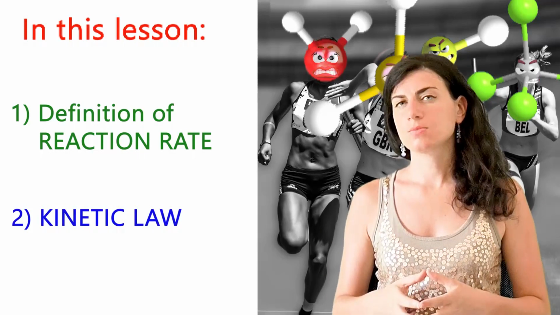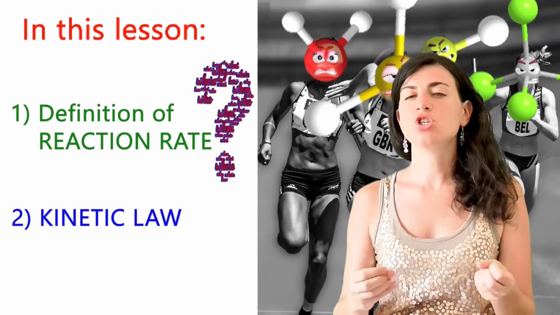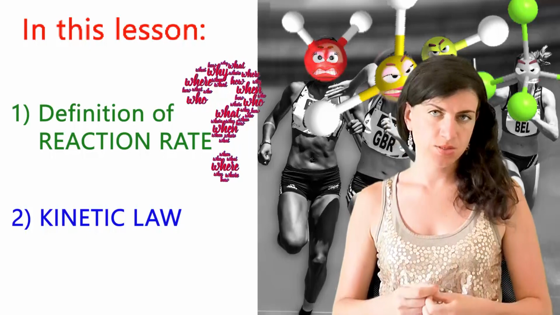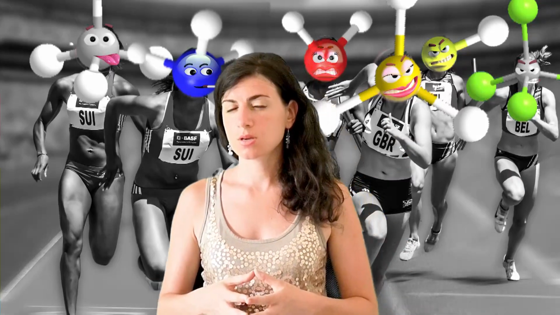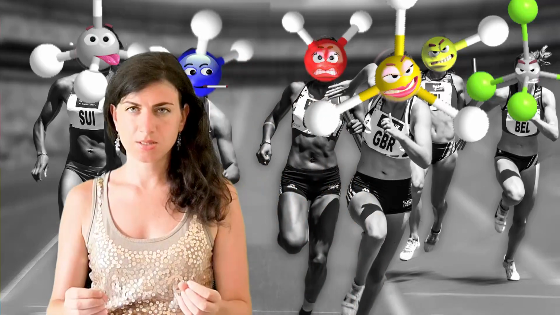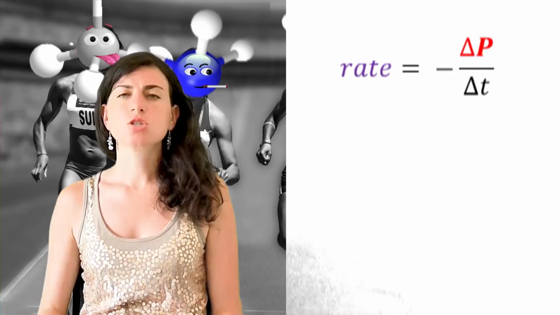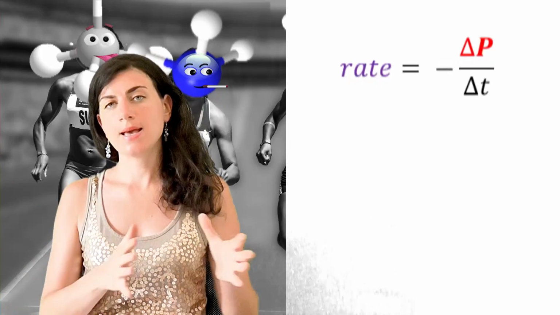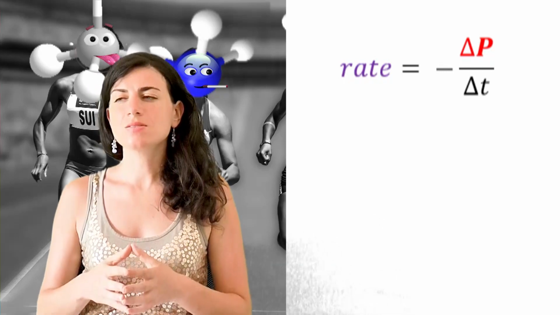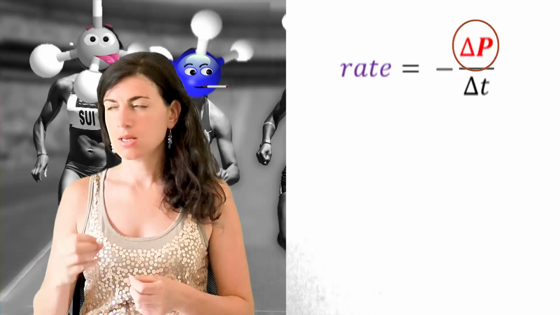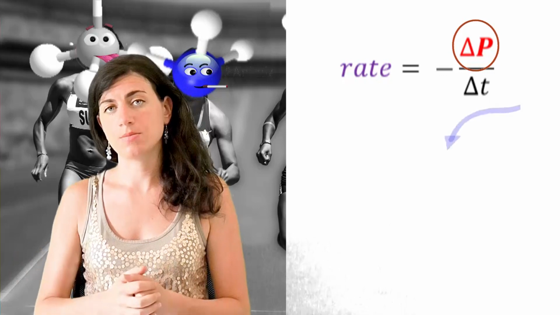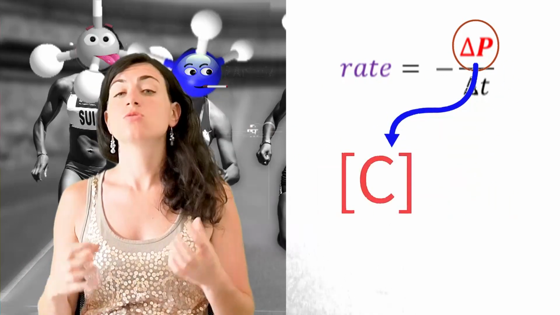So let's start from the beginning. What is the definition of speed in chemistry? If you remember something about your physics lectures, you will know that in physics, speed is always the change of some property over the time. So the same will be in chemistry. But what is this property in chemistry that changes over time? The answer can only be the concentration.